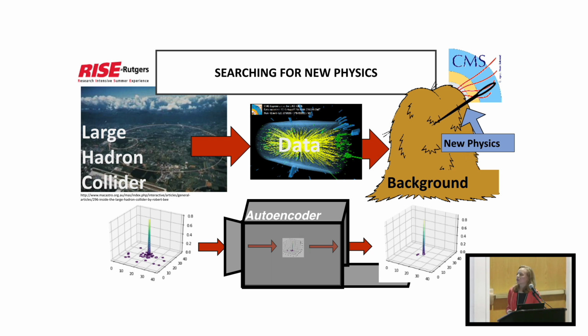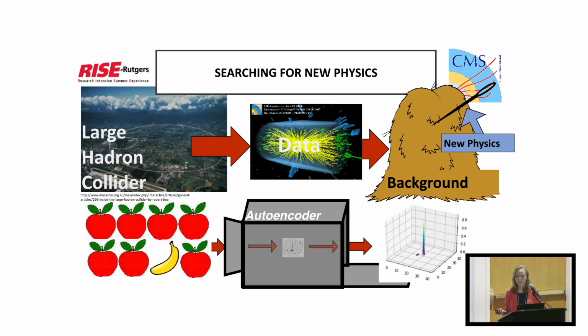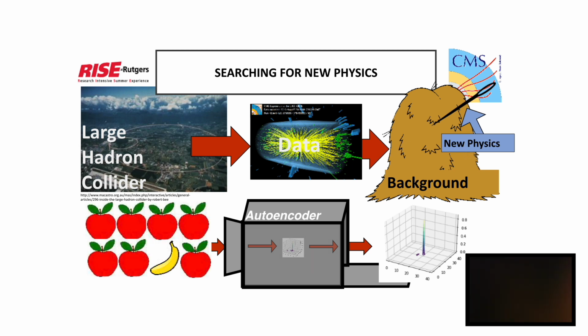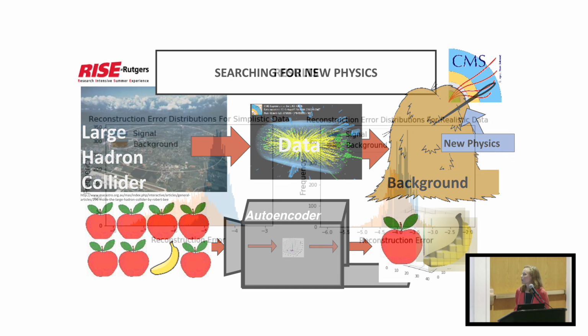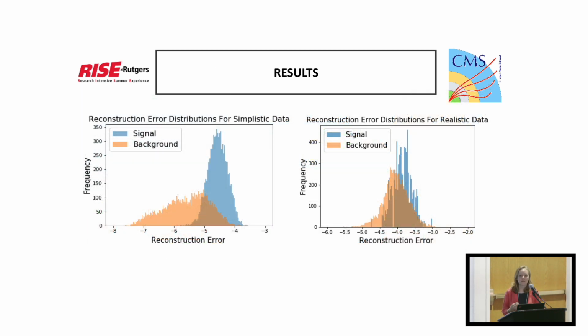This means that if we train our autoencoder on 500 images of apples and 1 image of a banana, it learns the best way to reconstruct the apple images, and it doesn't do a great job reconstructing the bananas. So we can think of our background data as our apples, and this new physics as our bananas. With that in mind, we know that we're looking for images that have been poorly reconstructed. So we look at this reconstruction by means of reconstruction error, which is calculated from the difference between the input image and the output image.